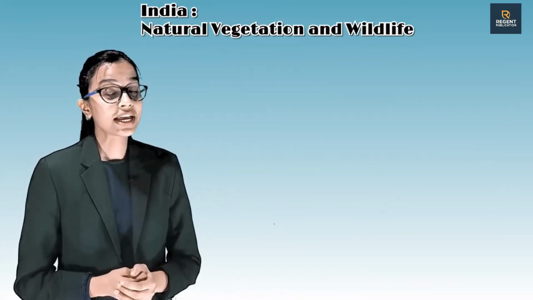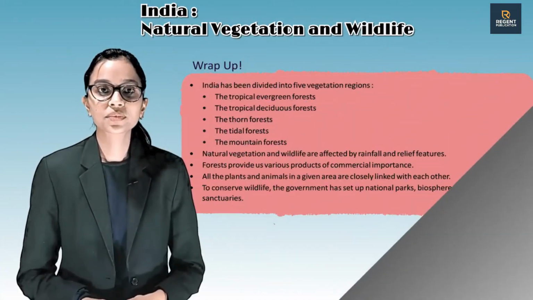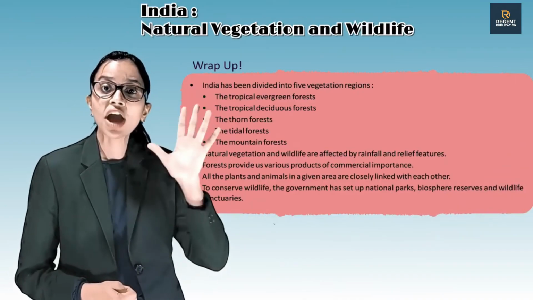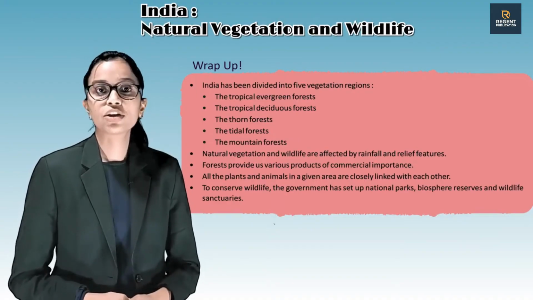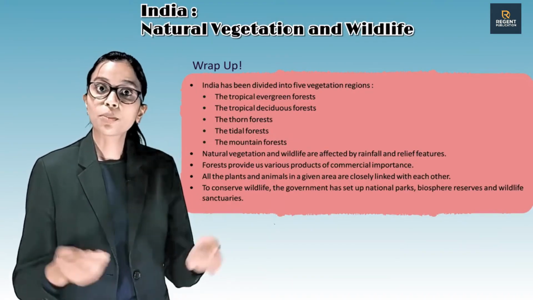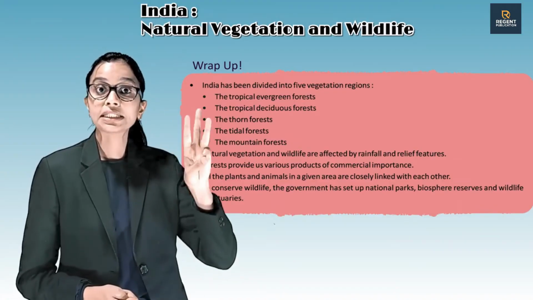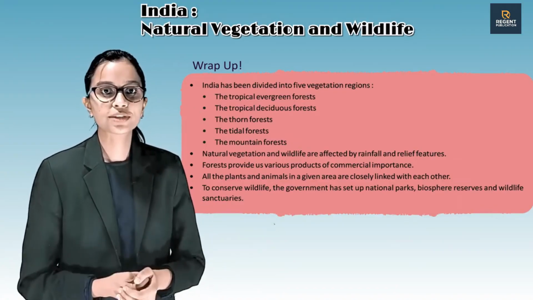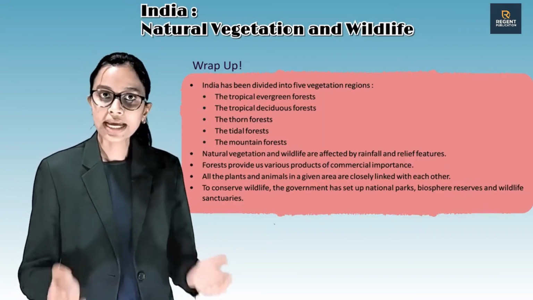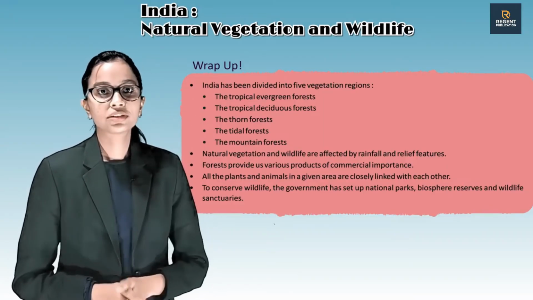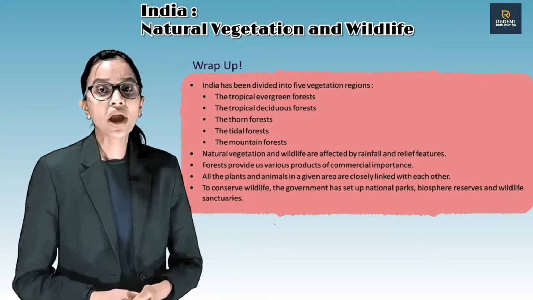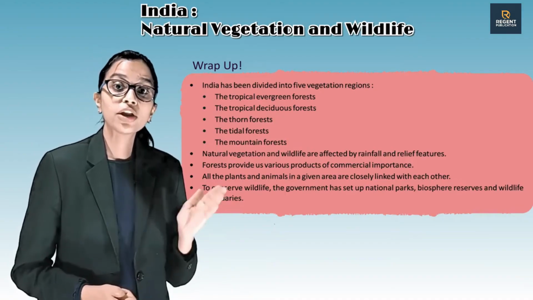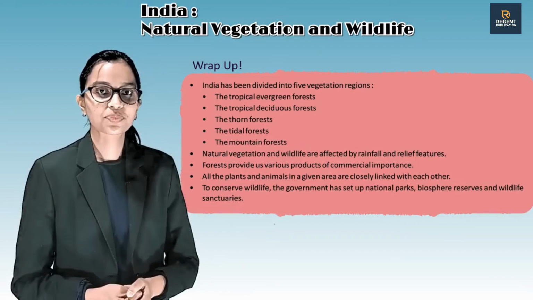So students, it's time to wrap up. India has been divided into 5 vegetation regions. First, tropical evergreen forest. Second, tropical deciduous forest. Third, the thorn forest. Fourth, the tidal forest. Fifth, the mountain forests. Natural vegetation and wildlife are affected by rainfall and relief features.